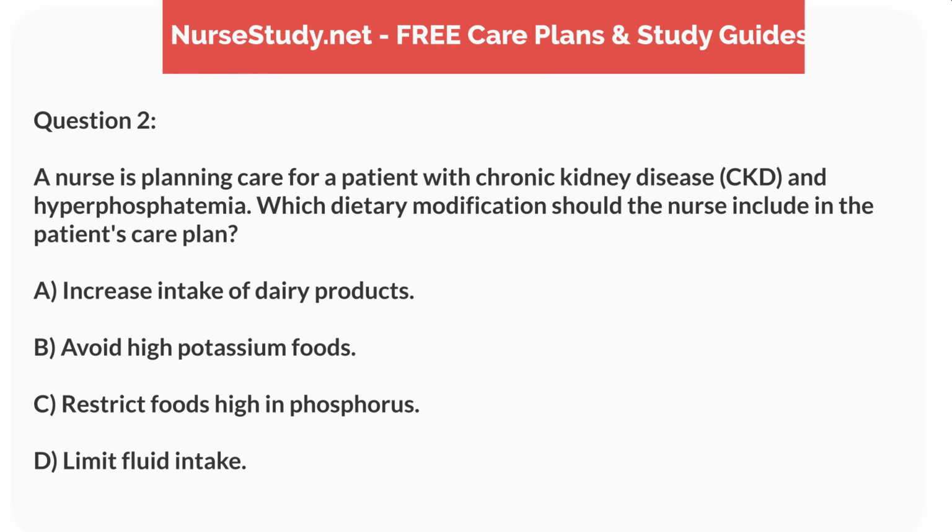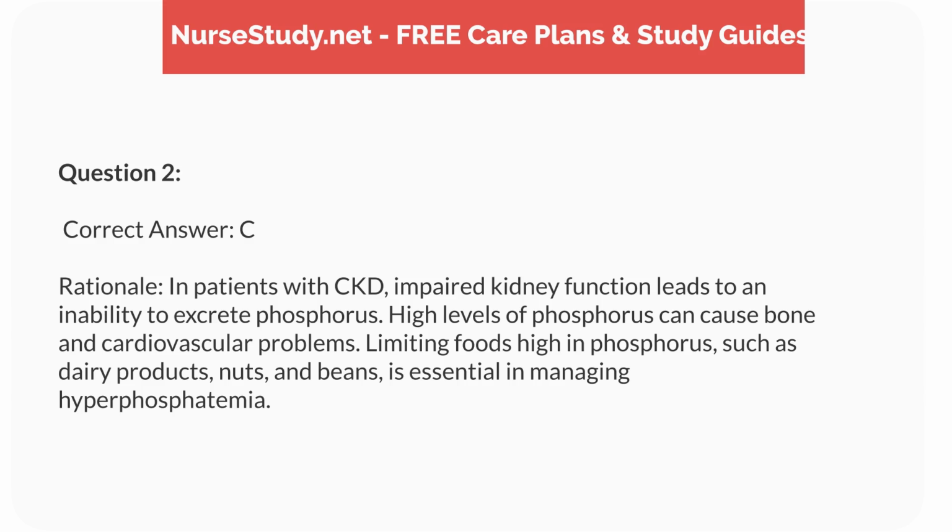Question 2. A nurse is planning care for a patient with chronic kidney disease, CKD, and hyperphosphatemia. Which dietary modification should the nurse include in the patient's care plan? A. Increase intake of dairy products. B. Avoid high potassium foods. C. Restrict foods high in phosphorus. D. Limit fluid intake. Correct answer: C.